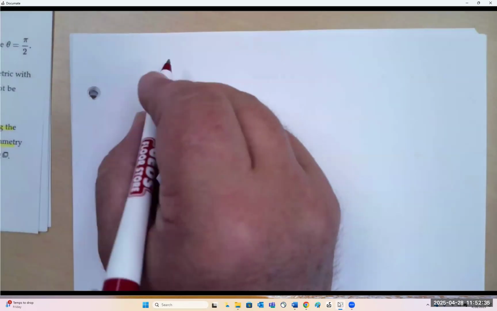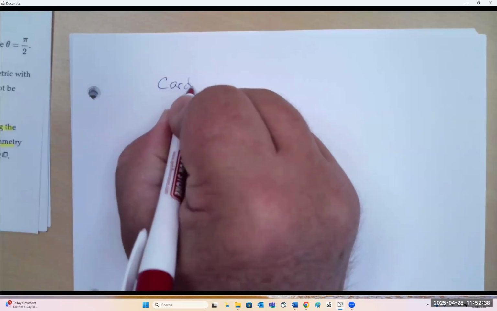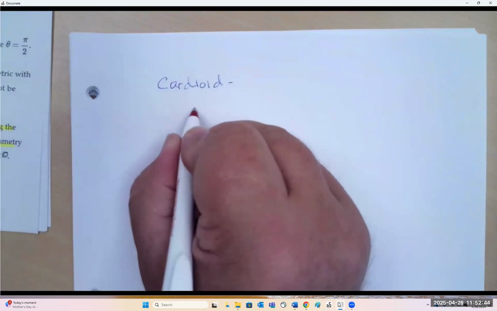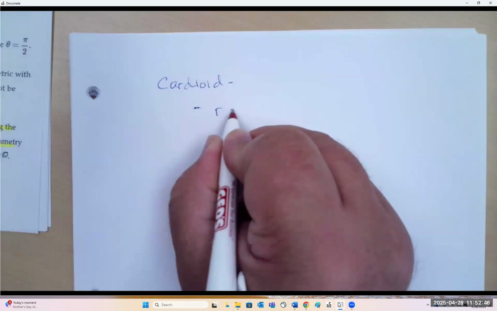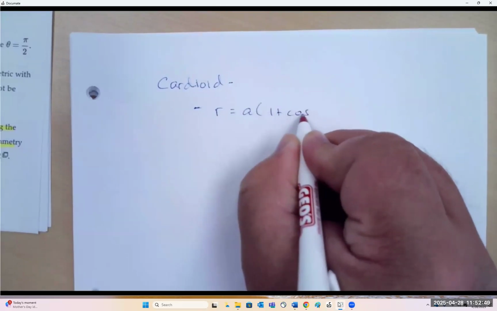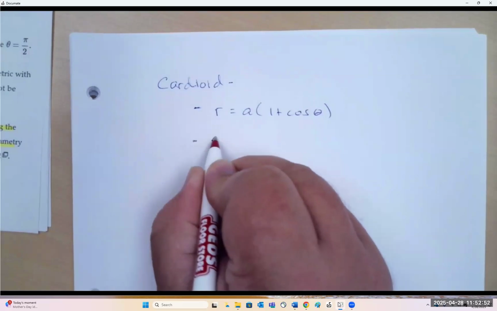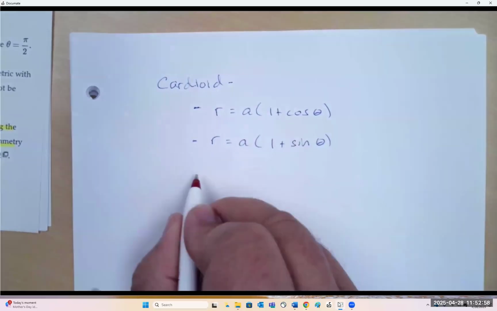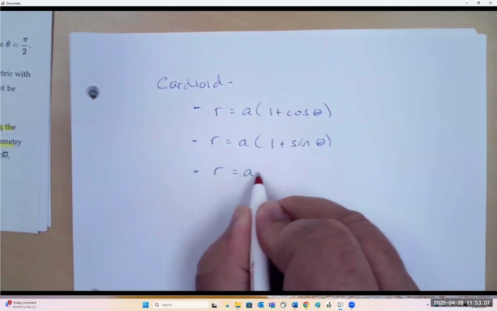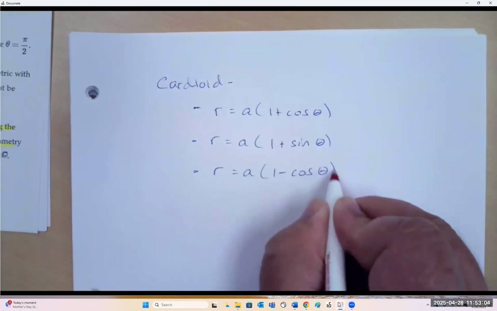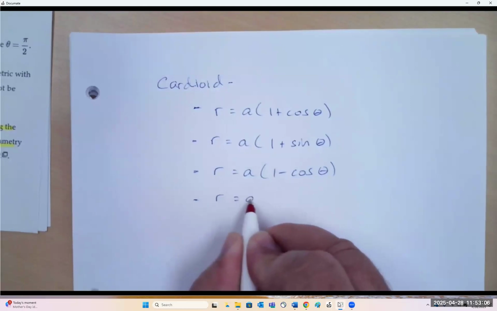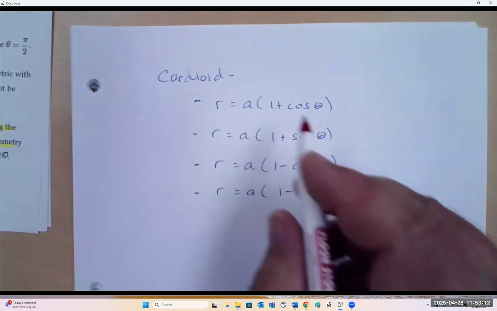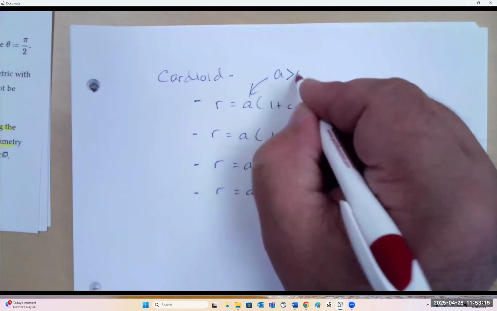Let me write these out. Cardioids have this form: the radius is a times 1 plus cosine theta, radius equals a times 1 plus sine theta, 1 minus cosine theta, 1 minus sine theta, where a has to be a positive number.